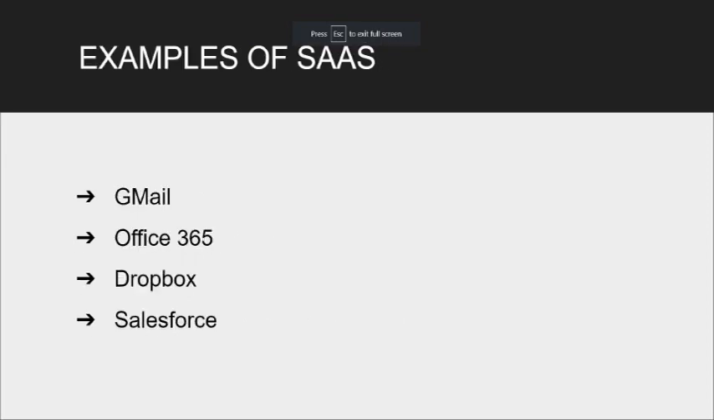Now let us look at some of the major examples of SaaS products. Gmail or Google Mail Services is one of the prime examples of SaaS. We can manage our mails from anywhere we want. We just need a web browser to do it. Another example of SaaS product is Office 365, which offers a wide variety of software like Word, Excel, etc. And all of this can be managed through cloud anywhere we want.